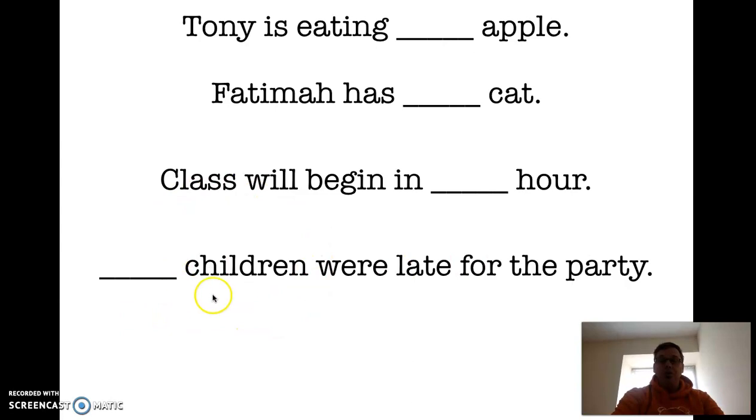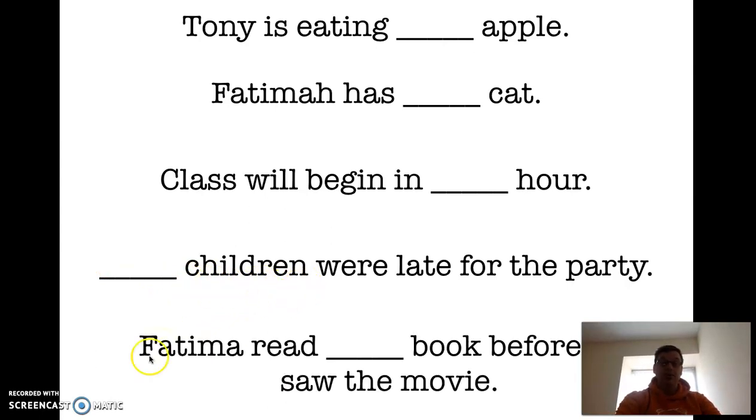So there's a group of children, and the group of children were late for the party. Right? Other people weren't late. The adults weren't late. This is a specific group of children, right? So we could say the children were late for the party. Okay? Remember, we can't say a children because we don't use a before plural nouns. This is more than one. Try another one. One last one.